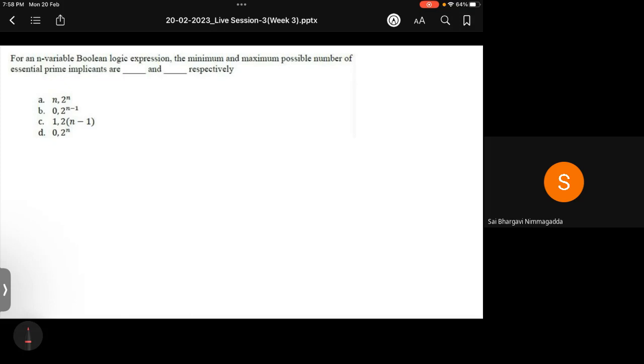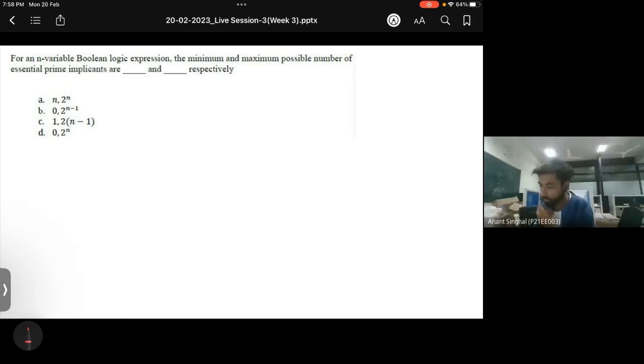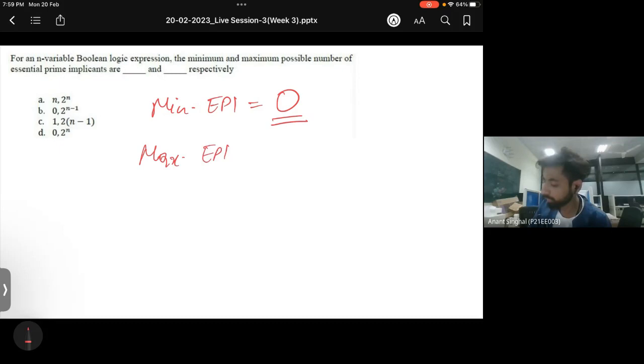Oh, I was on mute. Sorry. This is a theoretical concept only. The minimum possible number of EPIs in any certain expression will be zero, and the maximum number of EPIs will always be 2 to the power n minus 1. So this is just a theoretical sum. You can remember this. Option B is the answer to this.